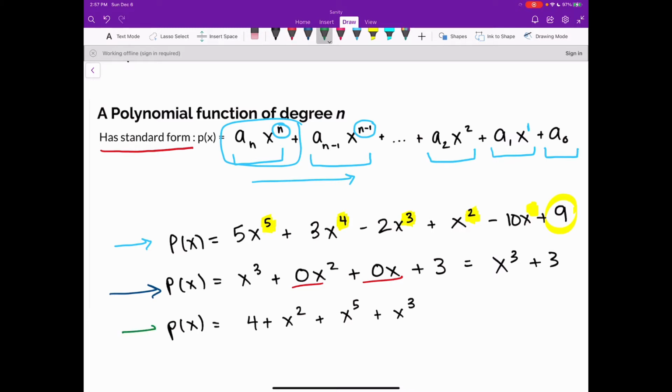That third example here is definitely not in standard form, because we see that the highest degree, the highest exponent, is not the first term. The first term is actually the constant. That should go at the end, and then this x to the 5th power term should be at the front. Then that would look a little bit more like standard form, right? You just have to reorganize those terms. All right.